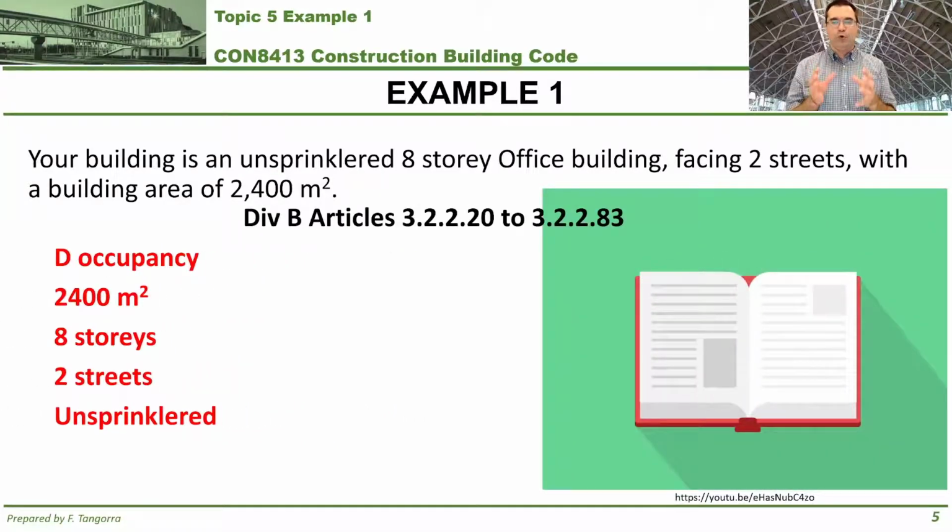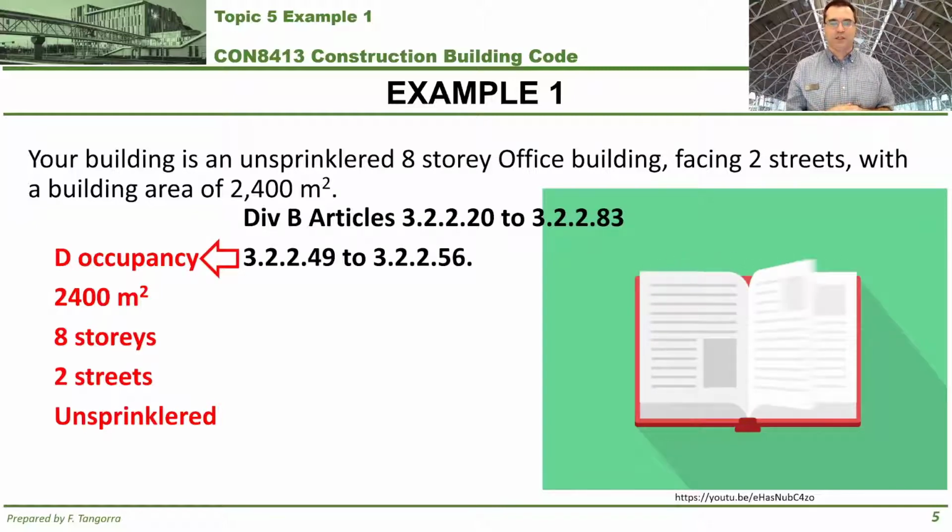We have to pull out the building code and look through all 63 of those articles. Now, fortunately, I'm going to tell you how to do that because 63 articles, now that you found them, that's a lot. Starting with Article 3.2.220 all the way to Article 3.2.283. And you know what helps with that? It's the occupancy of the building. In this case, we know that the occupancy is a D occupancy.